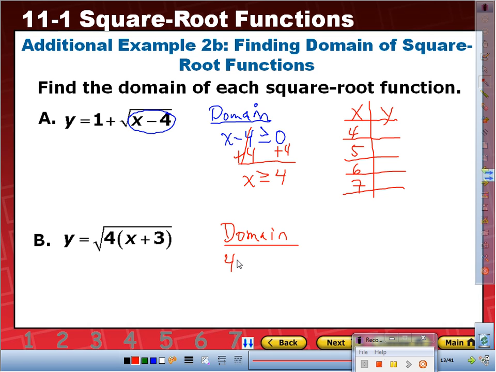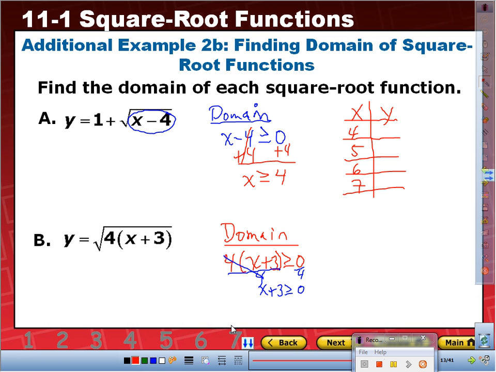Very good. 4 times x plus 3 greater than or equal to 0. So from there, now, some of you want to distribute, but check this out. I'll get rid of the 4 before I distribute. What is the 4 doing here? Multiplying. So we divide by 4, divide by 4. We're left with x plus 3 greater than or equal to 0.